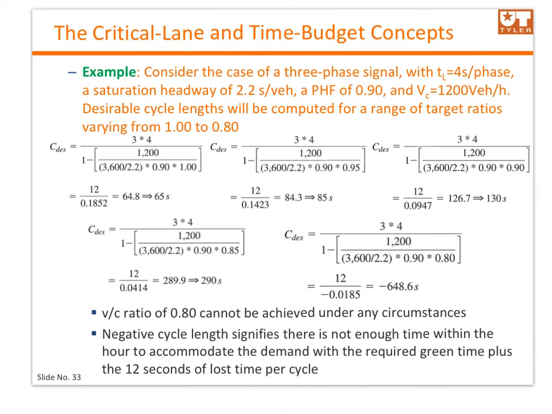That means if you really want to go to a very low V over C, which is 80%, then playing with the desirable cycle lengths is not going to be the ultimate solution, and therefore you have to think of other solutions such as adding more lanes.